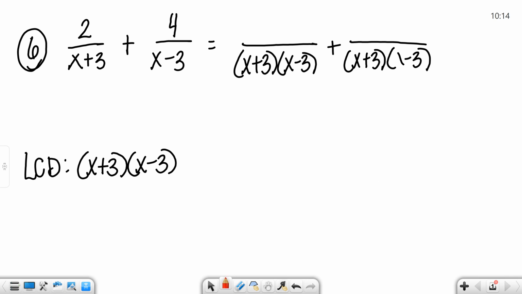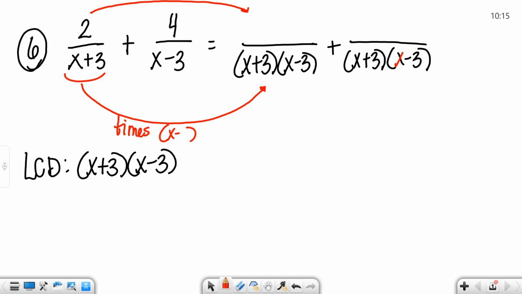So this denominator, what did it get multiplied by to end up looking like that? Well, it already has the x plus 3. It got multiplied by x minus 3. So we have to multiply that numerator times the same thing, times x minus 3. So I've got 2 times x minus 3.